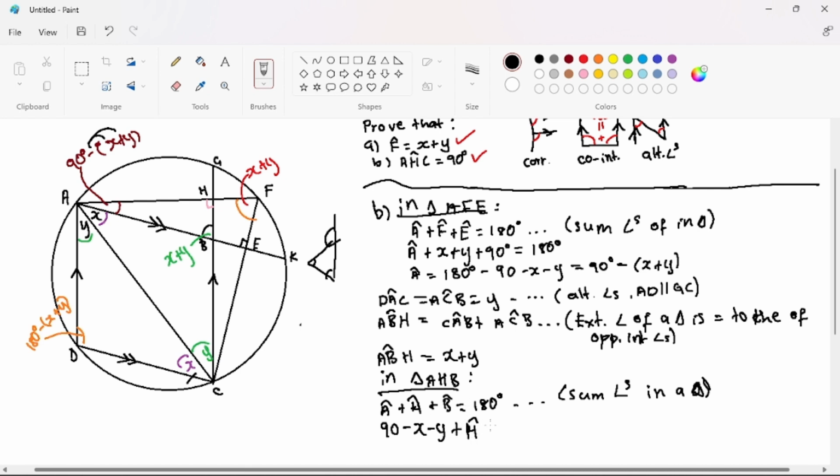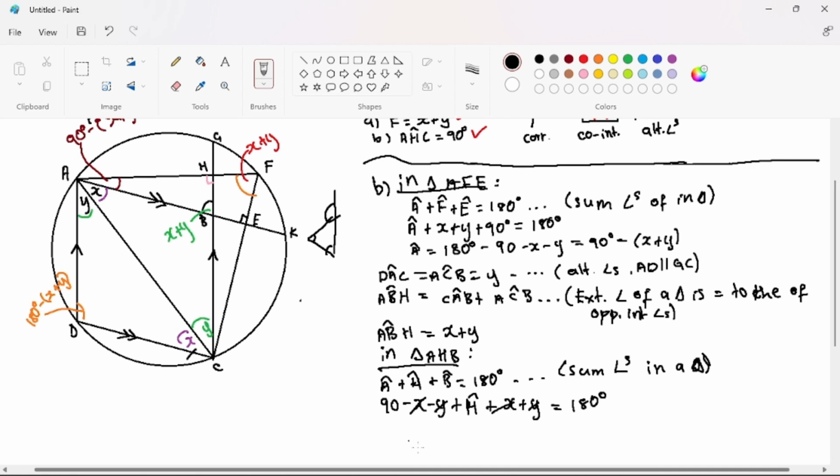So H is what we are looking for. And then our B is going to be X plus Y, since we solved it. When we add the like terms, X is going to be cancelled by X, and negative Y and positive Y are going to cancel each other. Therefore AHC, which is the same as H, is going to be equal to 180 minus 90, and 180 minus 90 is simply going to be 90.